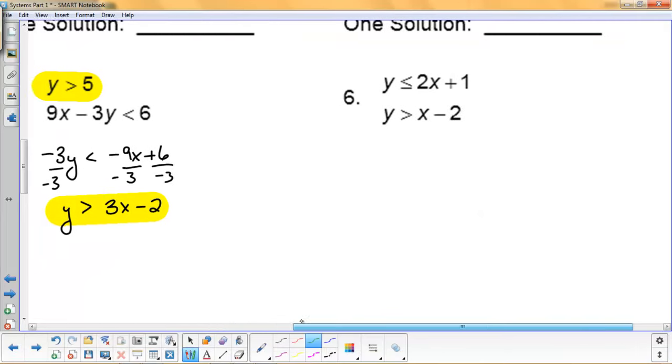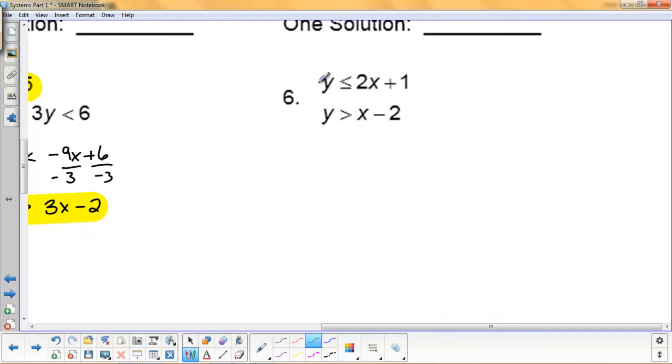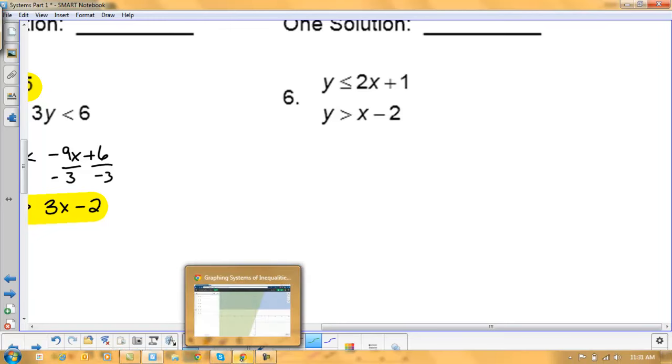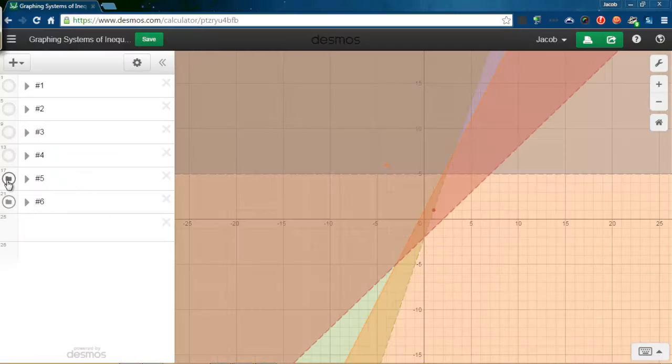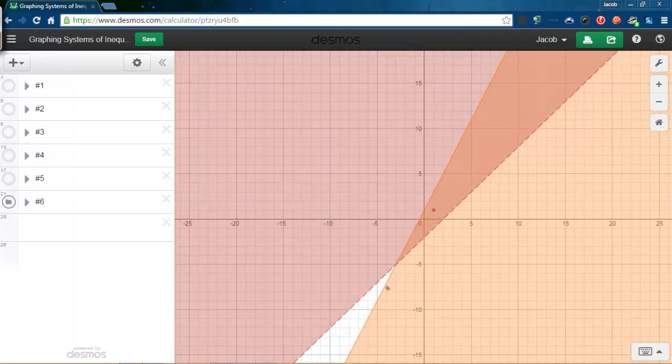The final question has no need for any manipulation. It's simply ready to be put into graphic form. And there is your solution set, the double shaded region with your solution highlighted there.